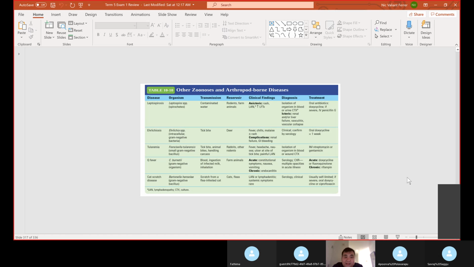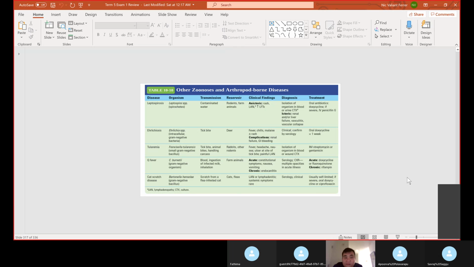Tularemia, Francisella tularensis, tick bites, reservoir rabbits. You have fever, ulcer at site of the tick bite. What can you give for tularemia? You can also give doxycycline, but here the treatment is gentamicin, your aminoglycosides.